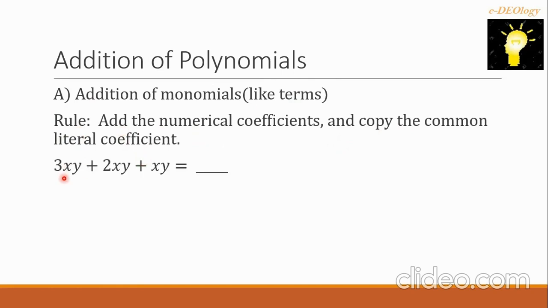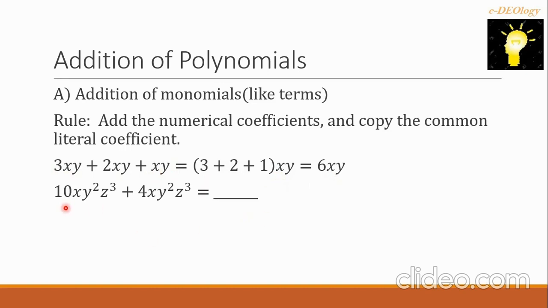Let's see an example. 3xy plus 2xy plus xy. So we are sure that this group of terms are like, so we can add the numerical coefficients. I collected the 3, the 2, and the 1. The 1 is the coefficient of the xy. And then for the literal coefficient, we simply copy that same and common literal coefficient. So 3 plus 2 plus 1 gives us 6, and the xy, the literal coefficient, is simply affixed.